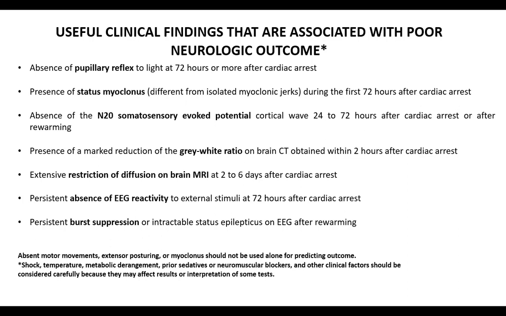So if you summarize all of them, one is pupillary reflex. There are 2 clinical findings, a biological marker, EEG finding and imaging. So these are the 6 points which we actually remember: pupillary reflex, status myoclonus, then somatosensory evoked potential, gray-white ratio, as far as MRI, the restriction of diffusion on brain MRI, and then absence of EEG reactivity and burst suppression. On the basis of one, you cannot say the patient carries a good outcome or a bad outcome, but you have to combine all this, then only you can say that the patient carries a bad outcome.